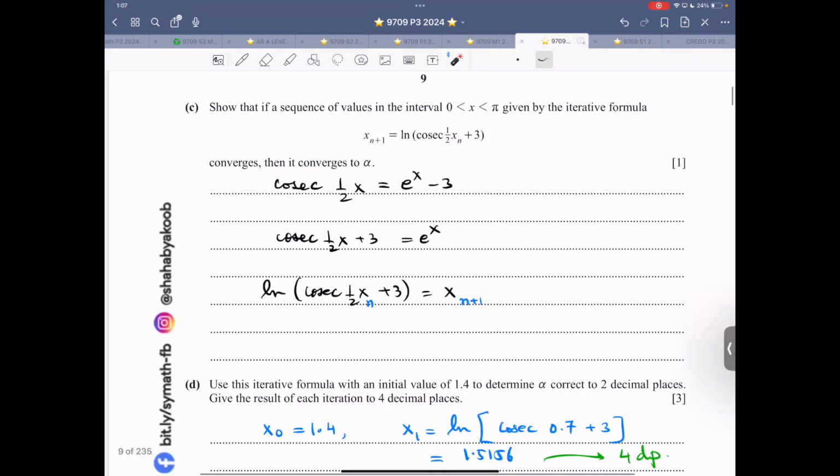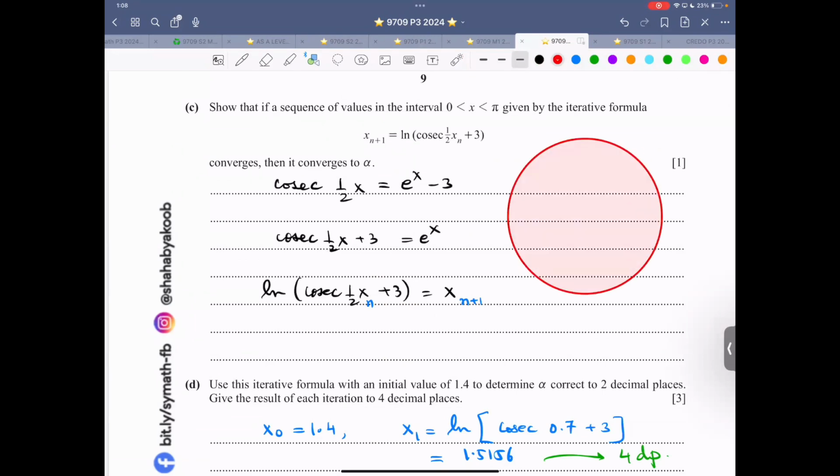And then the third part. Show that if a sequence of values given by the iterative formula converges, then it converges to alpha. What it means is this. Either you prove that the equation becomes the iterative formula, or you prove that the iterative formula is the same thing as the equation. So what I have done is that I have taken the equation and I'm equating it to the iterative formula.